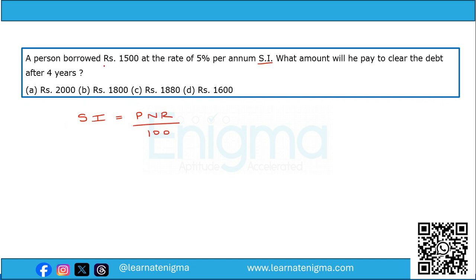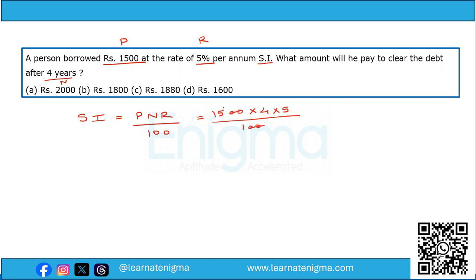Now, a person borrowed rupees 1,500. So this becomes P. At the rate of 5%, so 5 becomes R. What amount will he pay to clear the debt after 4 years? So this becomes N. So let's substitute these values in the formula. So principal is 1,500, N is 4, R is 5 upon 100.